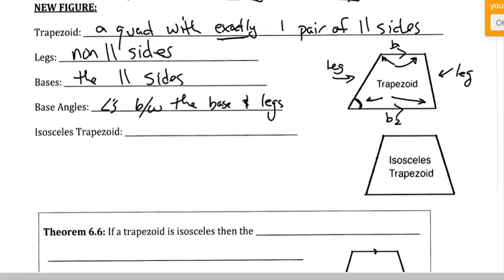Now what do you think isosceles trapezoid means? What is an isosceles triangle? It's a triangle with exactly two congruent sides. So an isosceles trapezoid would be a trapezoid with congruent legs. That one is congruent to that one. And these would be your parallel sides.